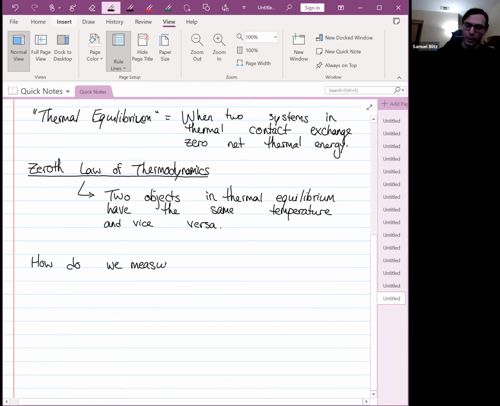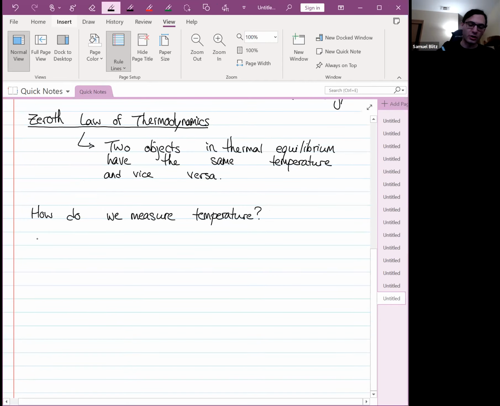Now you might say with a thermometer, but then I would ask, well, how do you put the markings on the thermometer? How does this work? Like, how did the first person to measure temperature do it? So the easiest way to do it is with relative temperature scales.